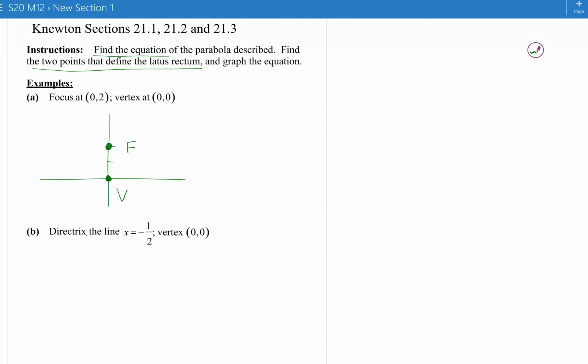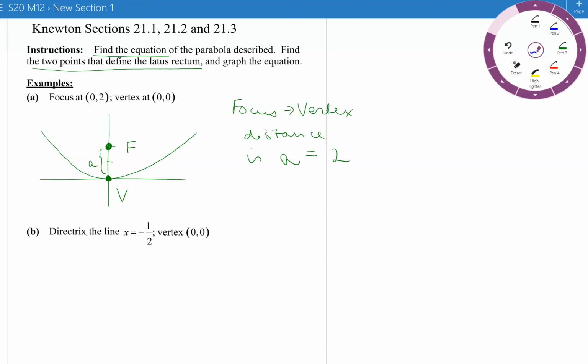So that tells me this parabola has to be opening upward because the focus always has to be inside the curved part of the parabola. So I know that this distance from focus to vertex, that distance is a, and in this case that is 2. So we know a is 2.